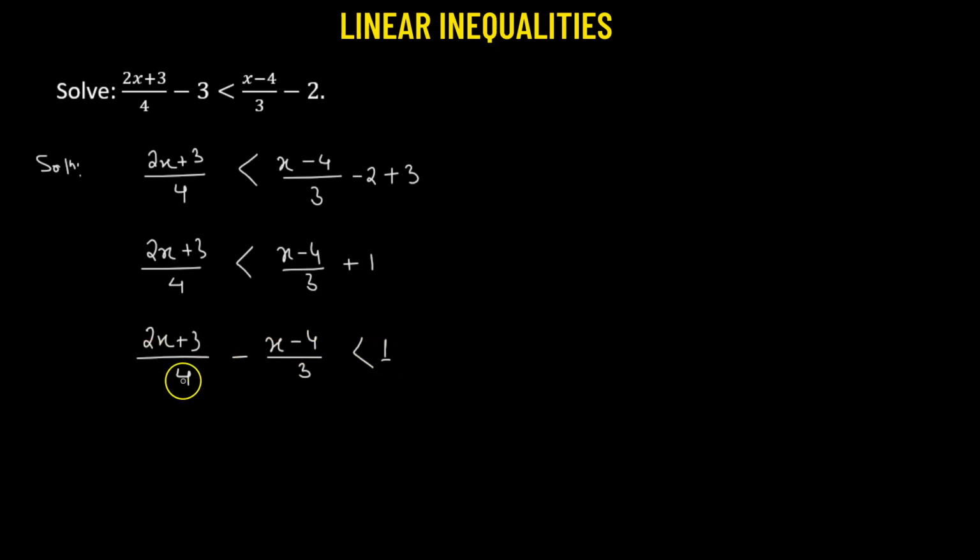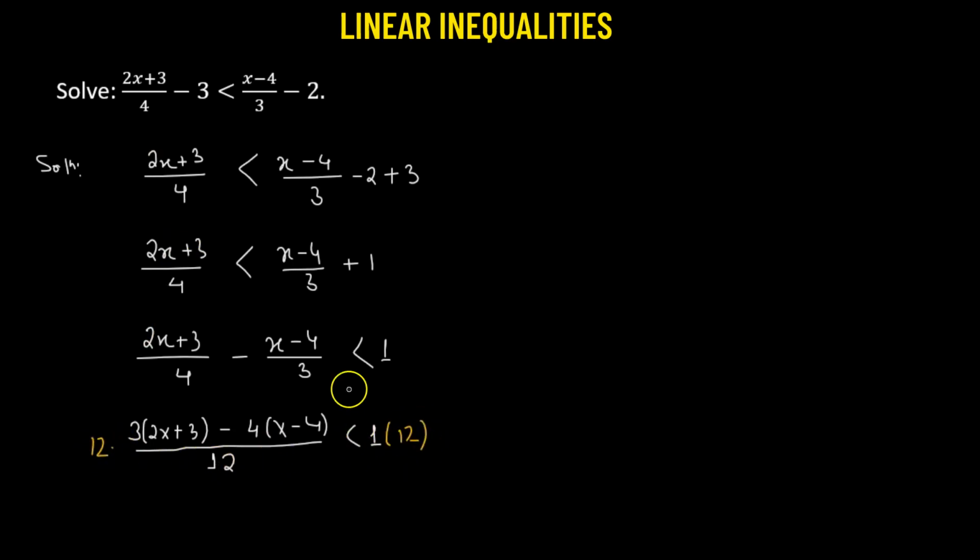Fine. Now, we'll combine these two. So we have the least common multiple of 4 and 3. So that's going to be 12. And in the numerator, we have 3 times (2x + 3) minus 4 times (x - 4), and this is less than 1. What we'll do in the next step, we are going to multiply both sides with positive 12.